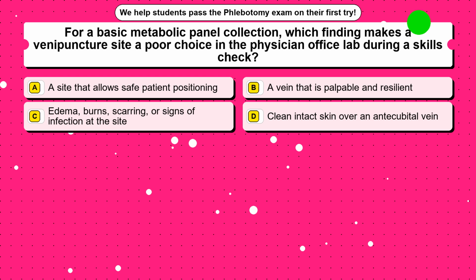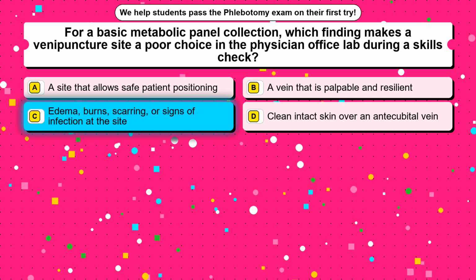Question 23. For a basic metabolic panel collection, which finding makes a venipuncture site a poor choice in the physician office lab during a skills check? Option A. A site that allows safe patient positioning. Option B. A vein that is palpable and resilient. Option C. Edema, burns, scarring, or signs of infection at the site. Option D. Clean intact skin over an antecubital vein.